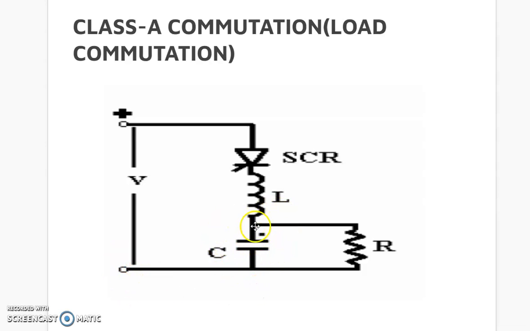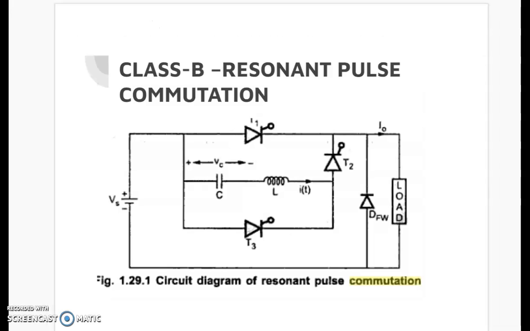Once the capacitor is completely charged, the supply voltage will be equal to the capacitor voltage. So this end will become positive. Since this is also positive and this is also positive, the potential difference between these two points is 0. So the SCR will stop conducting. This is how class A commutation works. Next is the class B commutator, also known as resonant pulse commutation.